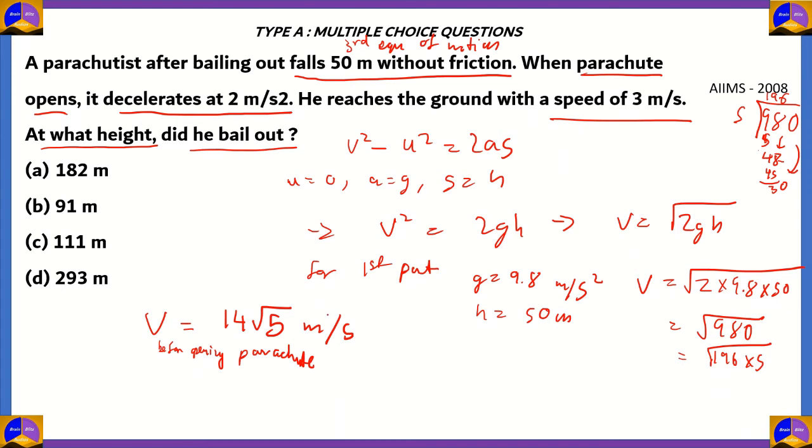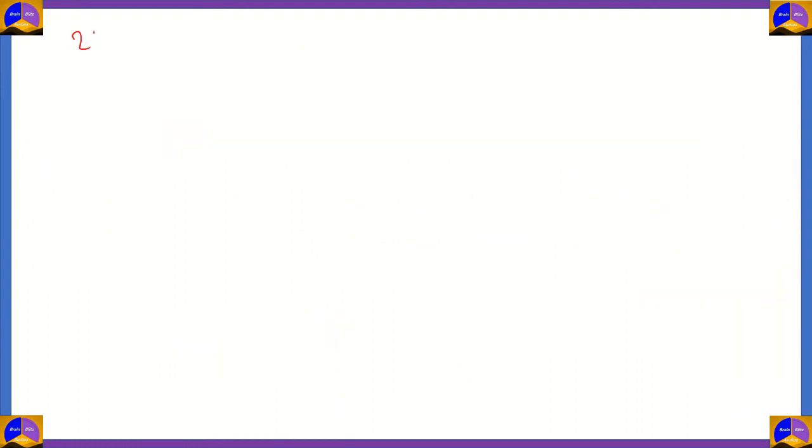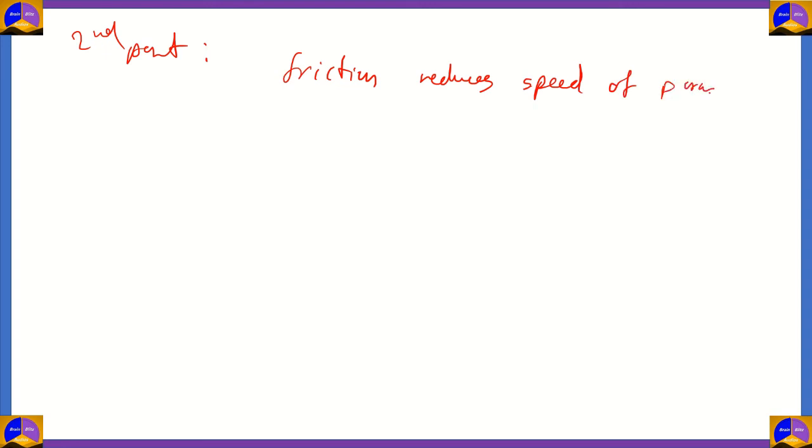Now, why did we calculate this velocity? Because from here onwards, we're looking at the second part. Now, in the second part, friction reduces the speed of the parachutist. So let's consider that the parachutist drops a height h, and over here you can still use the third equation.